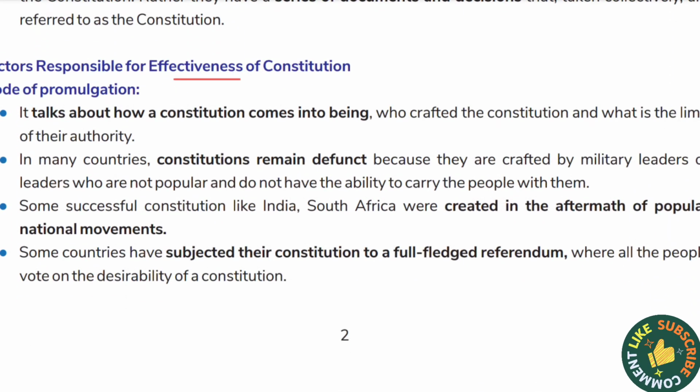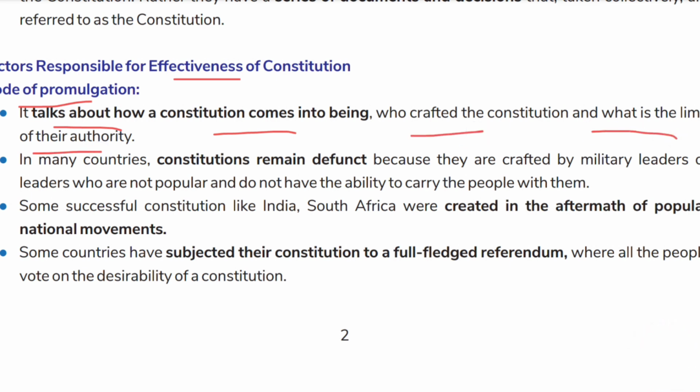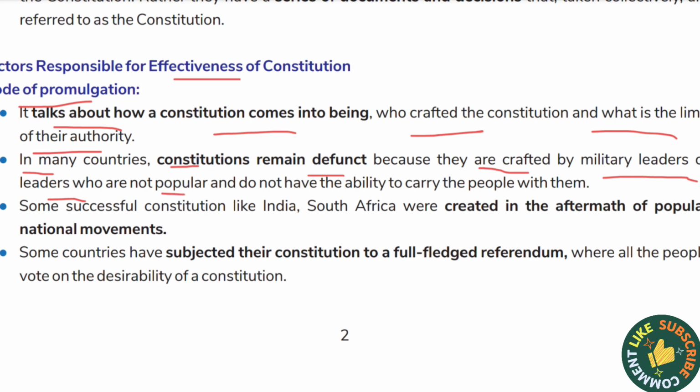Factors responsible for effectiveness of a constitution. The mode of promulgation. It talks about how a constitution comes into being, who crafted the constitution, and what the limit of their authority is. In many countries, constitutions remain defunct because they are crafted by military leaders or leaders who are not popular and do not have the ability to carry the people with them.